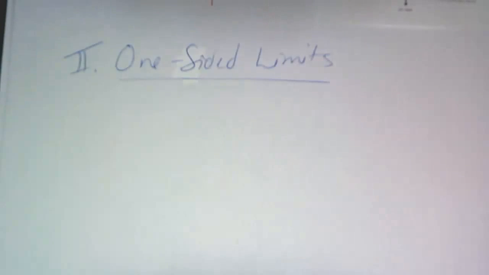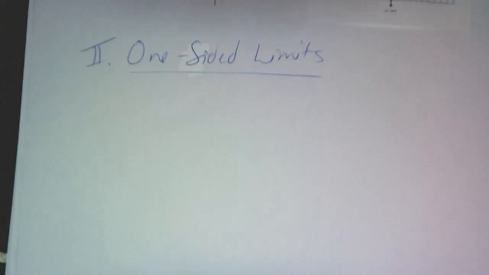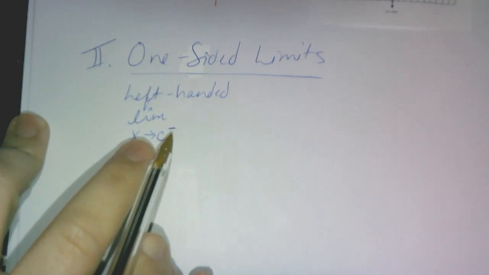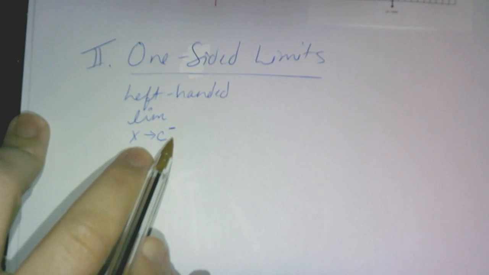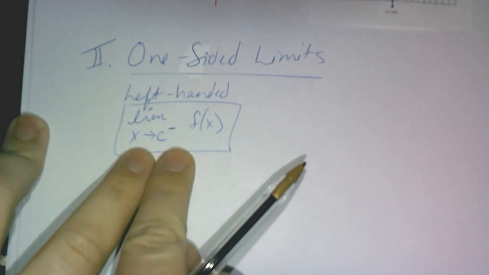One-sided limits. I'm going to give you, again, a little math notation here. Don't freak out by it. If you don't understand it, just bear with me. This is the notation for what's called a left-handed limit. It looks like this: the limit as x approaches c, and then they put what looks like a negative. That's not a negative. That means from the left. This is what we call a left-handed limit, coming from the left.